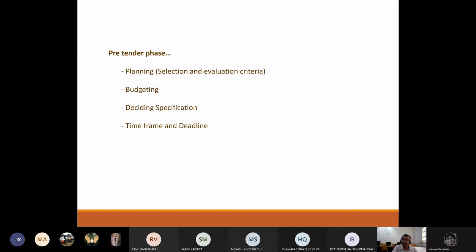The next is, naturally, the budgeting. What does the budgeting mean? You cannot afford to invite a tender or a quote from any contractor without having actually done a quote yourself, without having estimated the cost yourself. You cannot afford to tell your client that their bungalow is just going to be a crore.